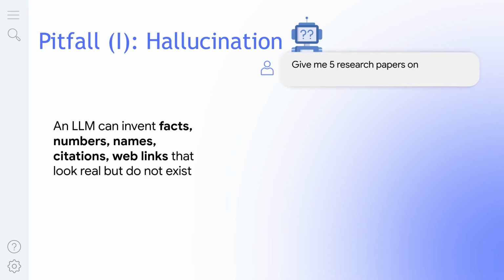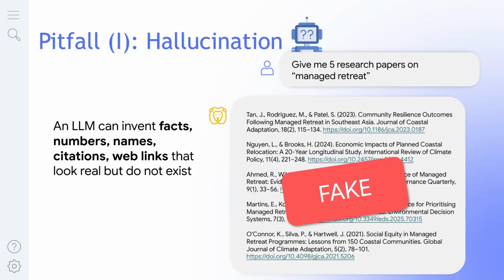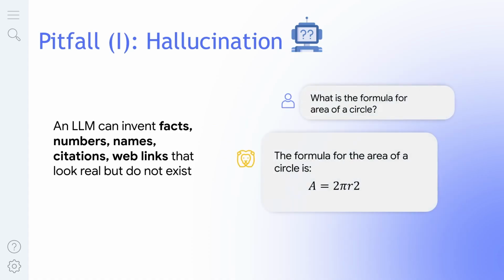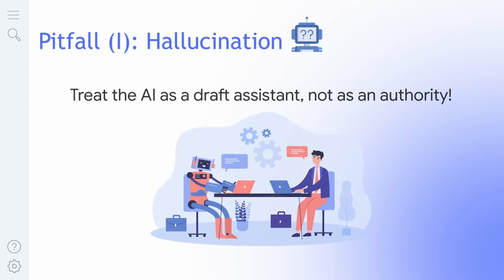If you ask for 5 papers on a topic, you may receive 5 plausible-looking references, some of which were never written. If you ask for a formula, you may get one that is subtly wrong. This is not an occasional bug you can prompt away. It follows from the basic way LLMs work. The lesson is simple. Treat the AI as your draft assistant, not as an authority.